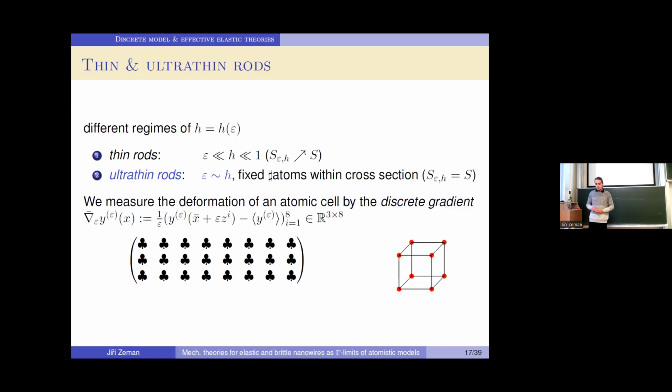Now we need some way to describe strain. Since we are on a cubic lattice, there can be 8 displacements that we need to keep track of. So in this 3×8 matrix, each column corresponds to the displacement of one corner of this elementary cube. And then this forms a so-called discrete gradient.